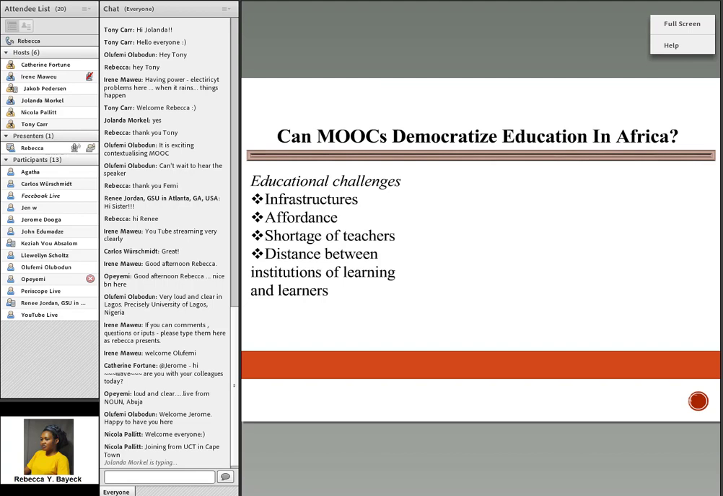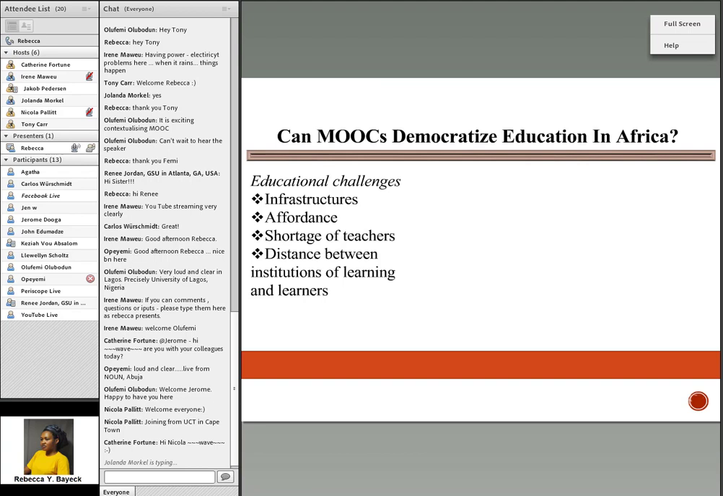We have affordability issues, because if you don't have enough money, most of our higher institutions back home, you have to pay. So if you don't have enough money, you cannot go to a higher education institution and have quality education. Then there is the shortage of teachers, of course, with a ratio sometimes of 100 students to one teacher. There is also the distance between institutions of learning and learners, because from where you live to the location where you have to take your classes, the distance is quite long, and then transportation, all of that is adding to the burden of trying to get quality education.